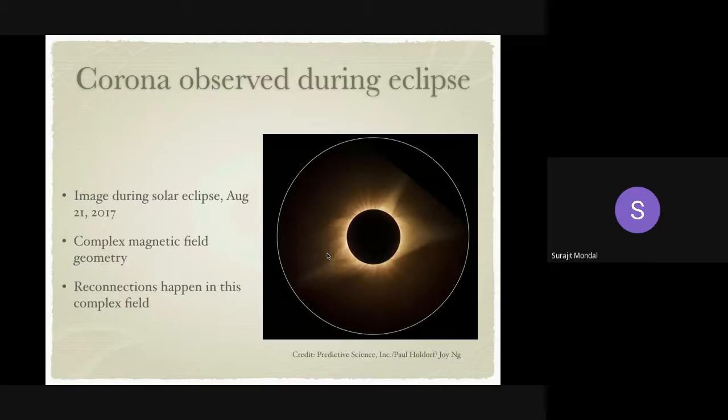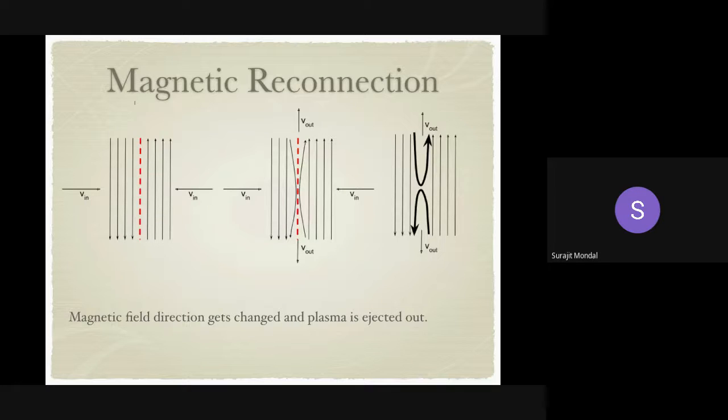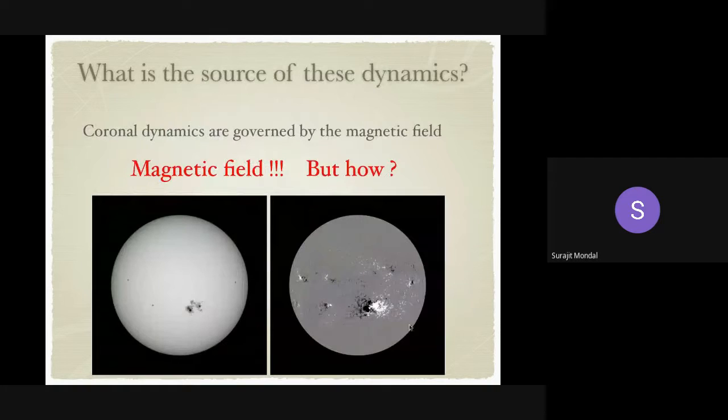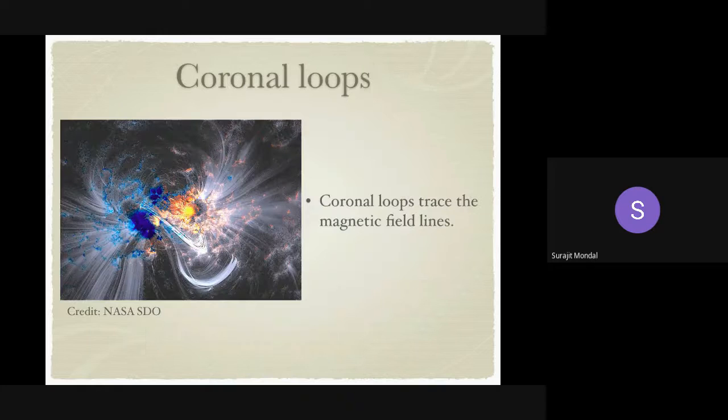Now, a phenomenon called magnetic reconnection can happen in this complex magnetic field geometry. So what is magnetic reconnection? So imagine you have two oppositely directed field lines, very similar to that which we find here. Here we see this white and black, which are two oppositely directed magnetic field lines.